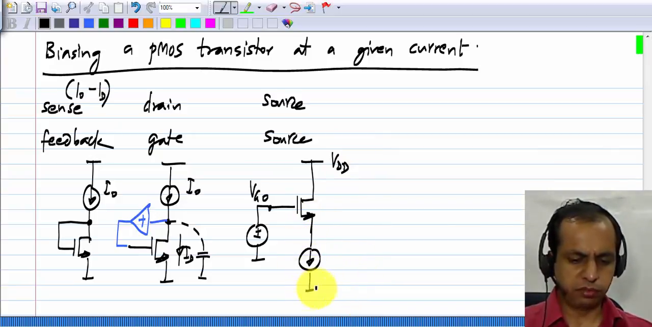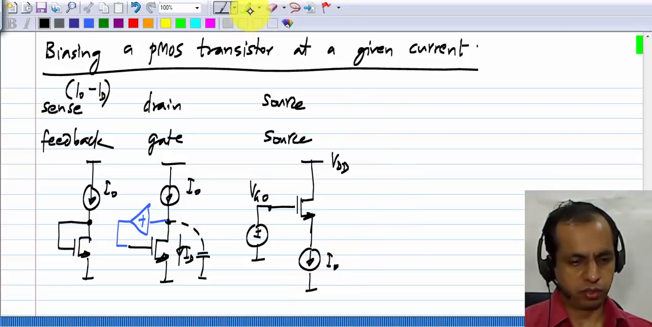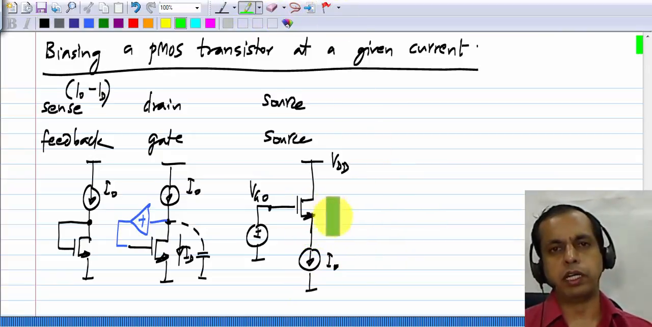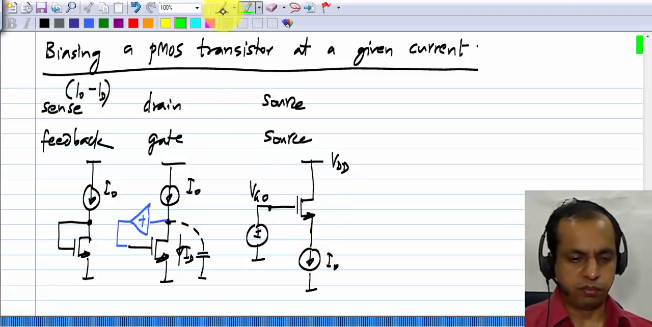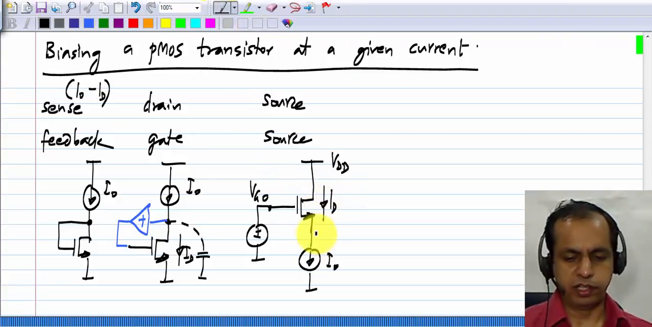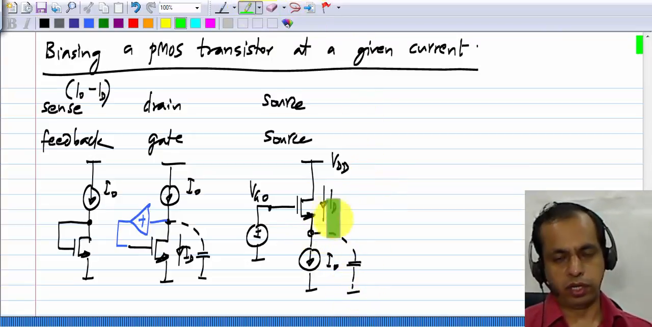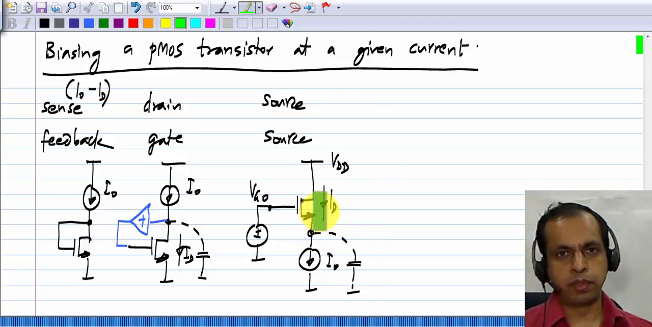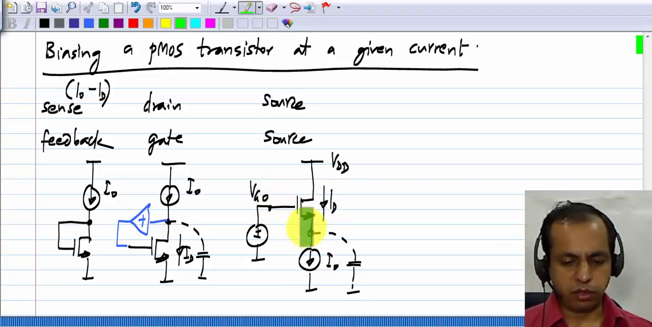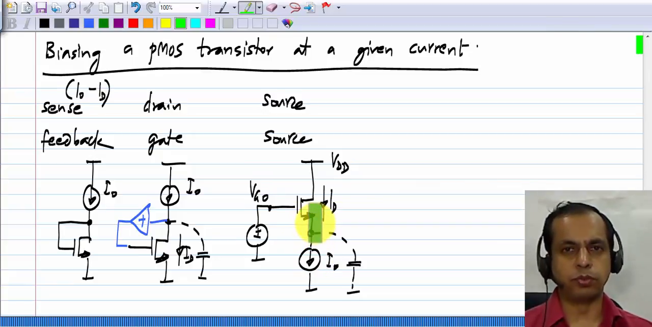To the source, we connected a current source I0. And it turned out that we didn't have to do anything more, because this connection means that if ID is more than I0, then current flows through this parasitic capacitor and the voltage increases. Also, if ID is more than I0, we have to reduce the value of VGS so that ID is restored to I0. To reduce the value of VGS, we have to increase the source voltage. But that's already happening simply because of this connection.